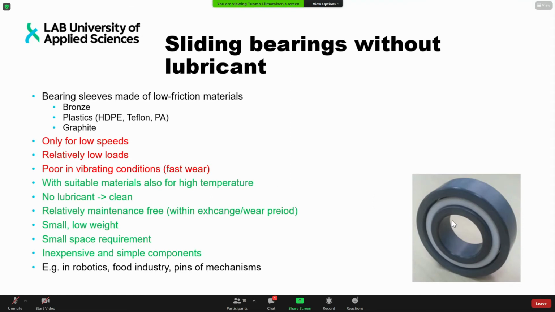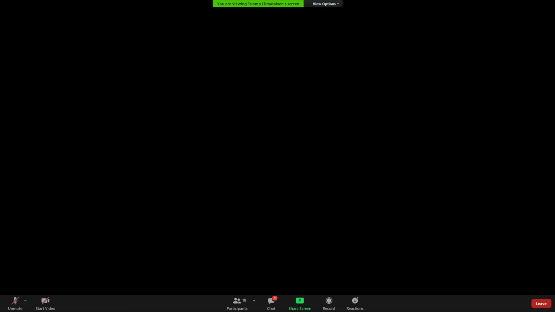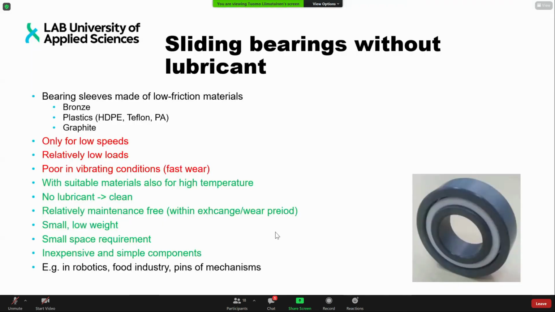But of course, everyone understands that the friction in this kind of component is not that low. Therefore it's only for fairly low speeds and fairly low loads, and it's also quite bad against vibration, so these will wear quite fast. But the good side is that you can find components with material pairs that are suitable for very high temperatures, temperatures where you would not be able to use, for example, rolling element bearings, anti-friction bearings.